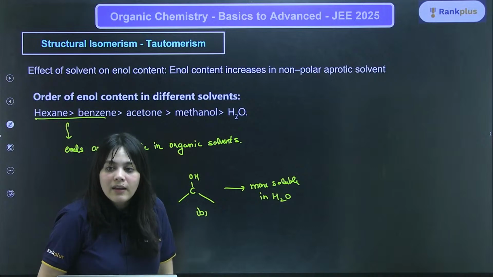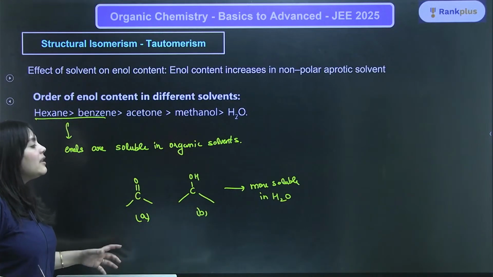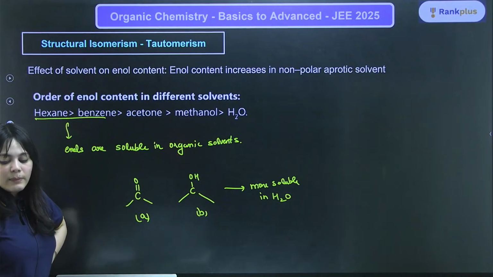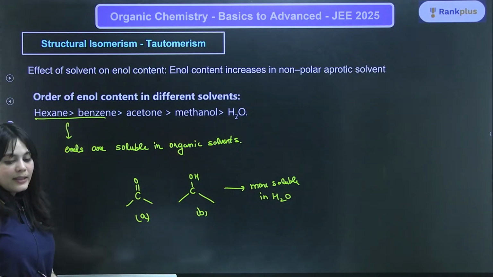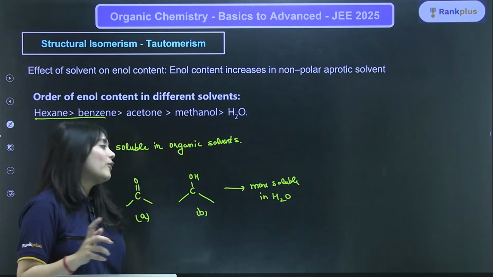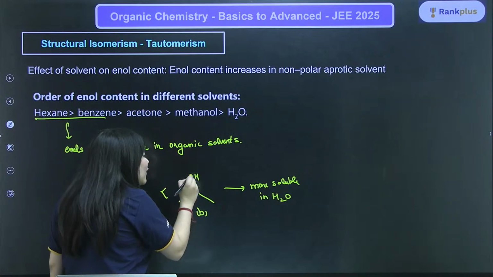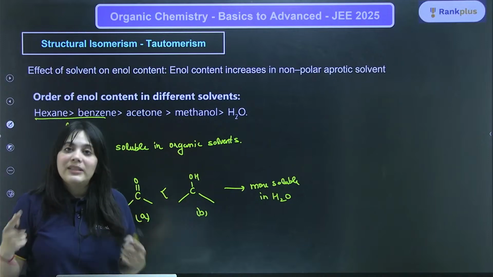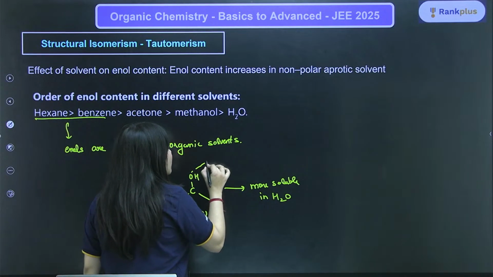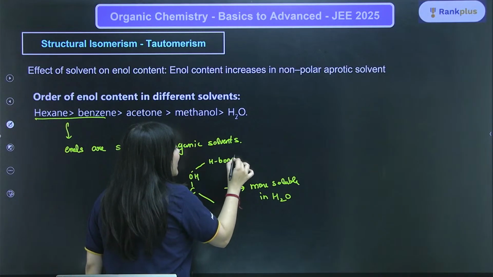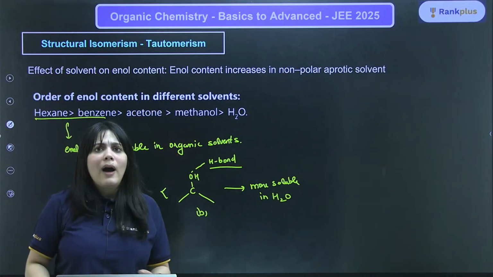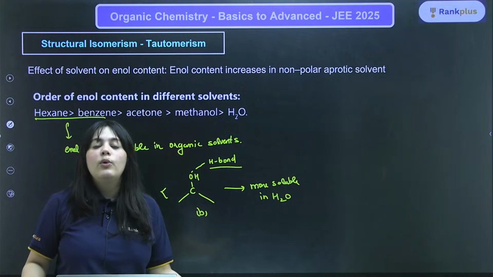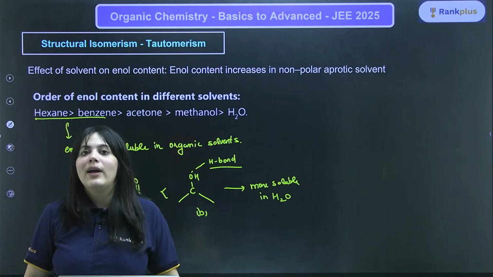Which do you think is more soluble in water? A? That is the wrong answer. That's what I'm teaching you over here. Alcohol is more soluble in water. Why? Because alcohol has more potential to form the H bond. Now if you ask, ma'am, how can I remember which one is more soluble, which one is more polar? In that case, just remember one thing.